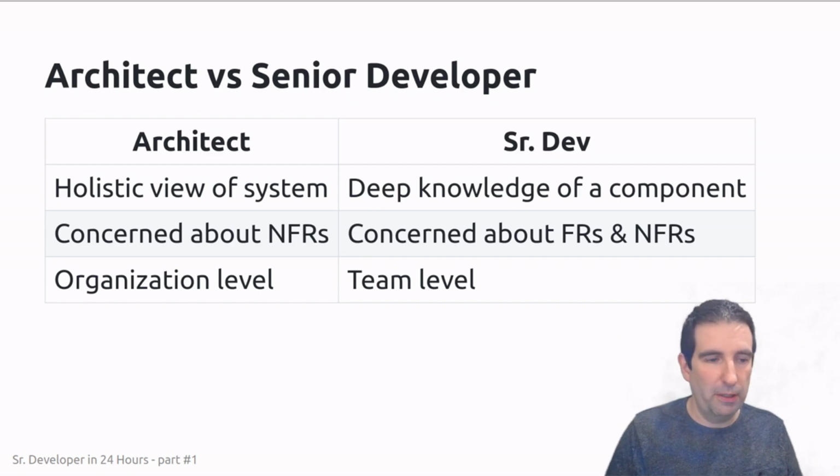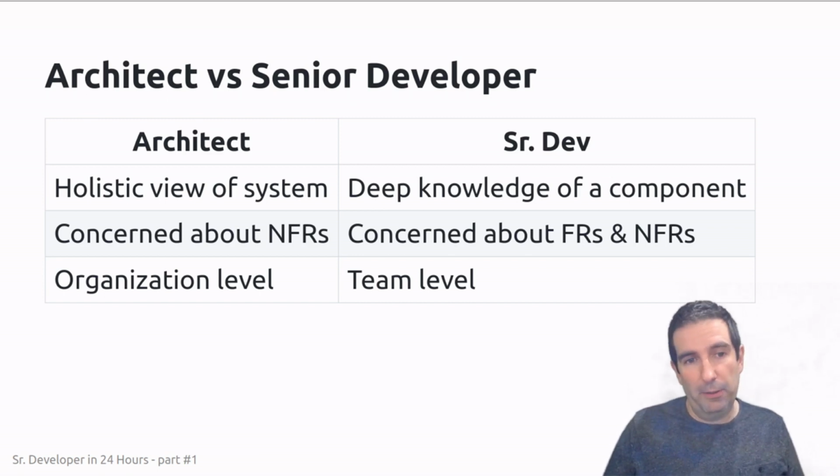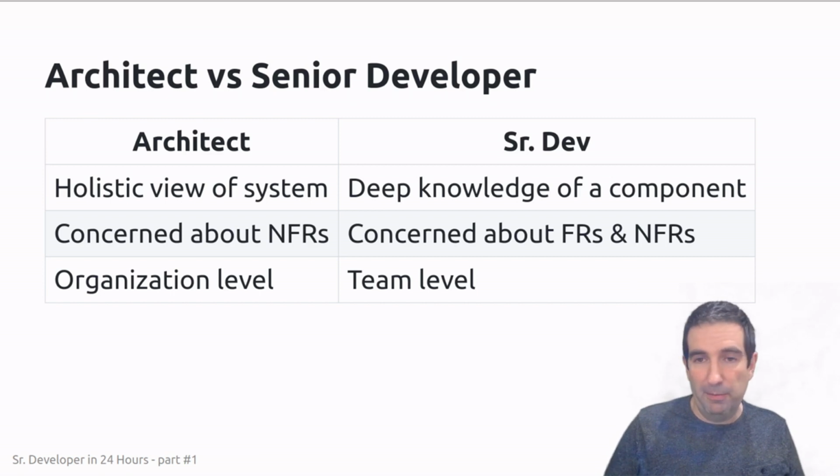The architect tends to work at the organizational level. In a single organization, you're going to have a very limited amount of architects. On the other hand, senior developers tend to be deployed more at the team level. So in any given organization, you're going to have a lot more senior developers than architects. Part of this is why being a senior software developer is such an enticing career path, because there are many opportunities in pretty much any organization to be able to go in and create a significant impact.